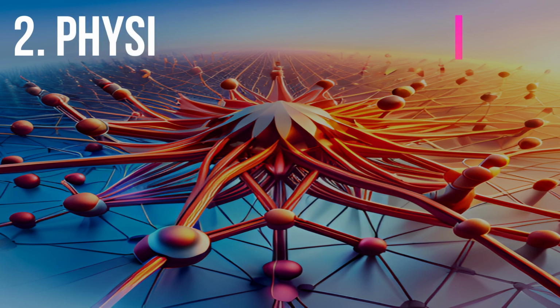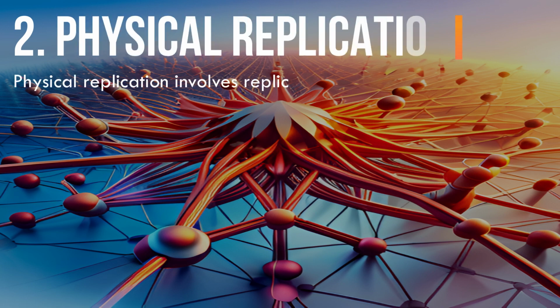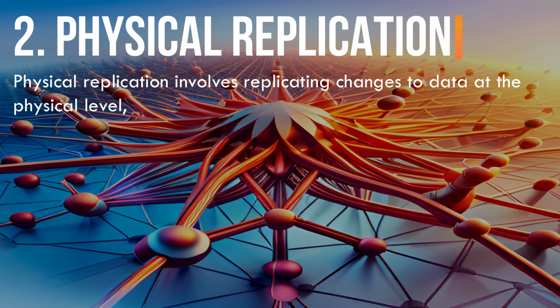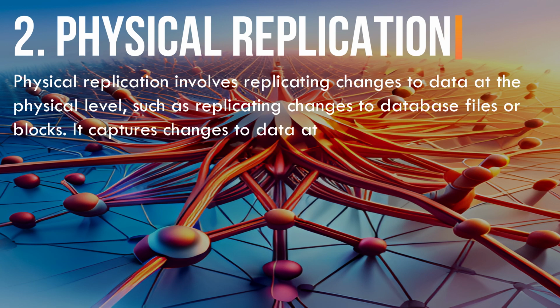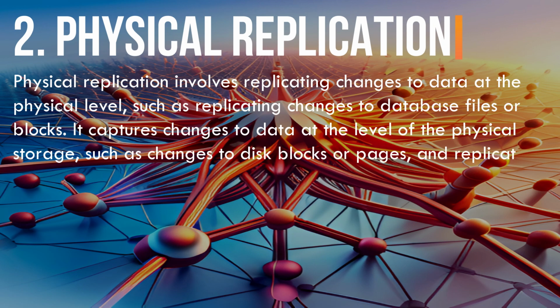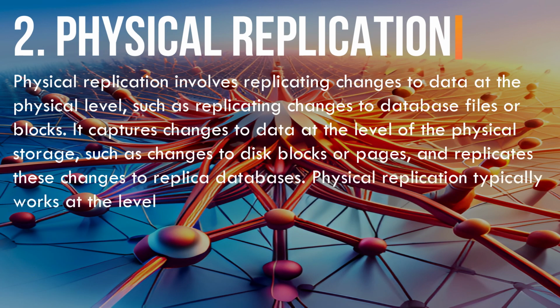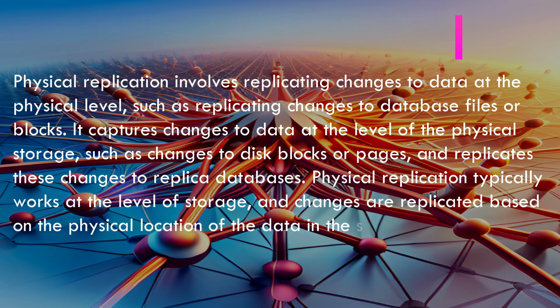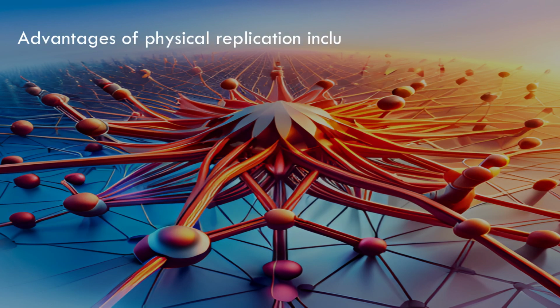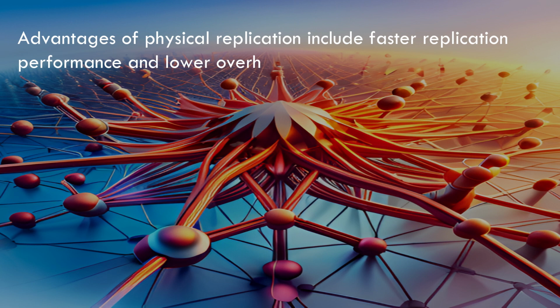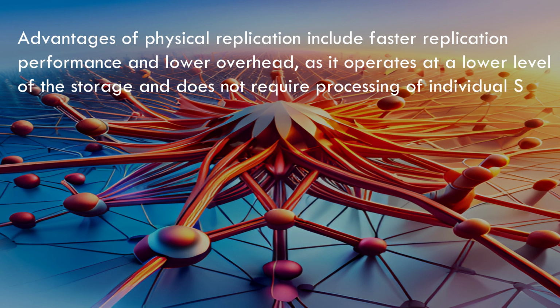2. Physical replication. Physical replication involves replicating changes to data at the physical level, such as replicating changes to database files or blocks. It captures changes to data at the level of the physical storage, such as changes to disk blocks or pages, and replicates these changes to replica databases. Physical replication typically works at the level of storage, and changes are replicated based on the physical location of the data in the storage. Advantages of physical replication include faster replication performance and lower overhead, as it operates at a lower level of the storage and does not require processing of individual SQL statements.